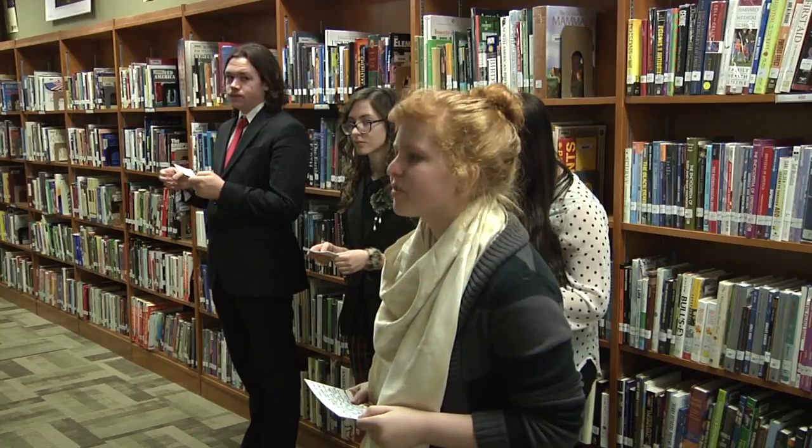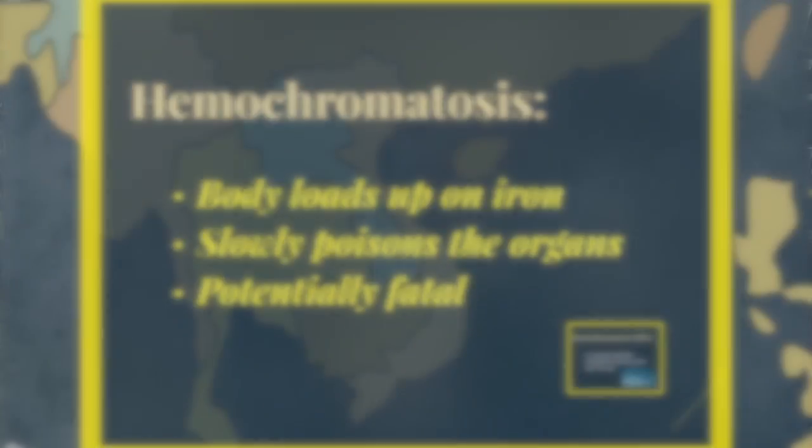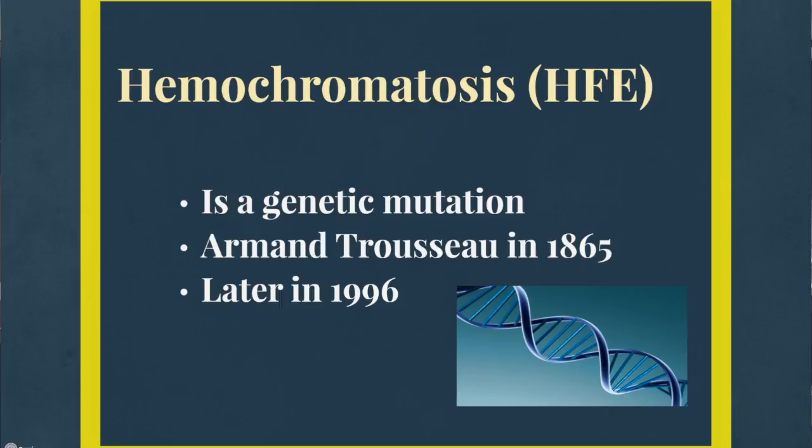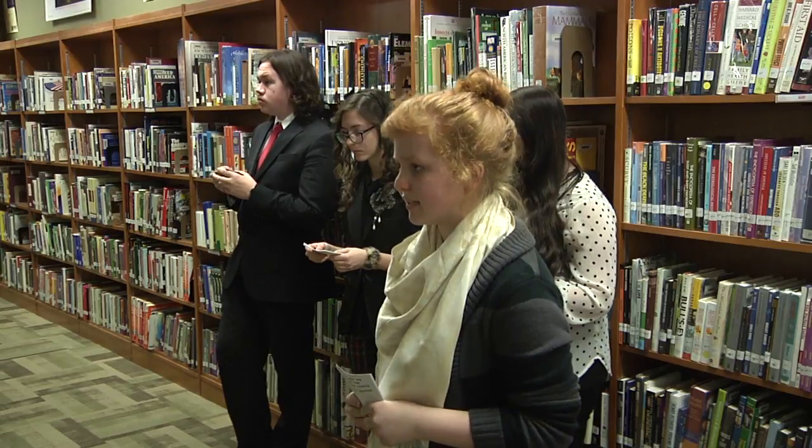The disease that we chose to become our topic is hemochromatosis, an inherited disease in which the body continues to load up on iron because the mechanism regulating the iron has broken down. This excess iron poisons the body's organs once it is stored. This eventually leads to heart arrhythmia, cancer, and cirrhosis. Research shows that classic hemochromatosis, or HFE, is caused by a mutation in a gene. It was first described by Armand Trousseau in 1865, but correctly identified by a team of scientists in 1996.